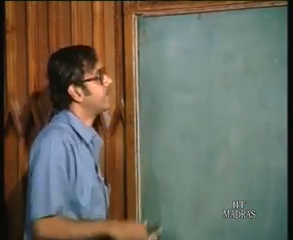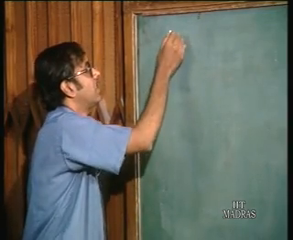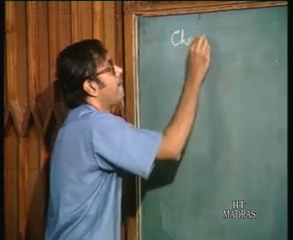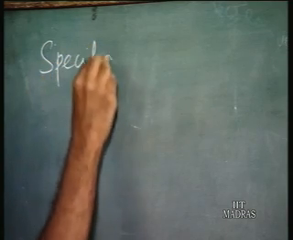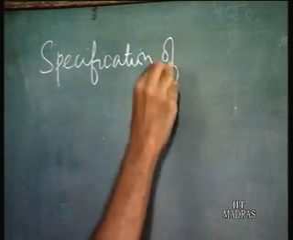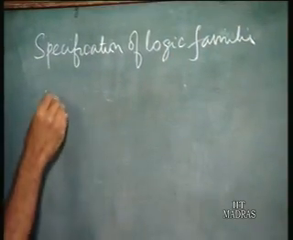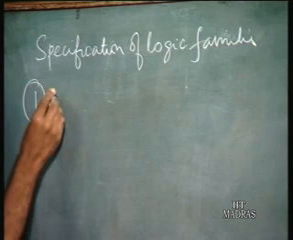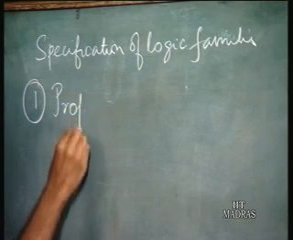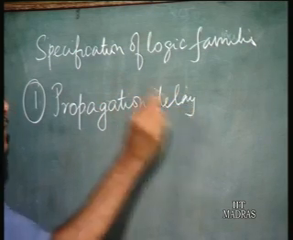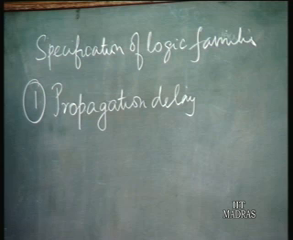The different characteristics, or specifications, I think specification is a better word, of logic families. They are propagation delay. That gives you an idea of the speed of the logic circuit, how fast or slow it is.